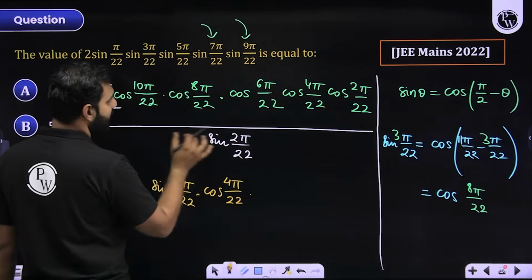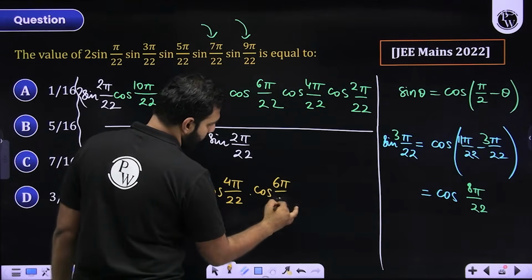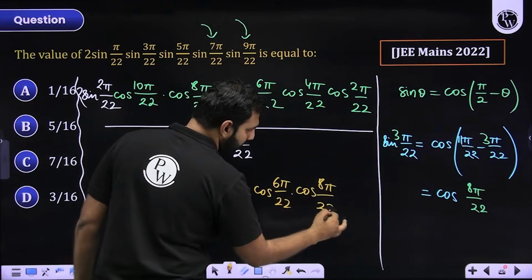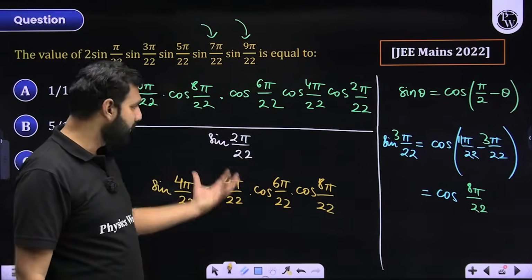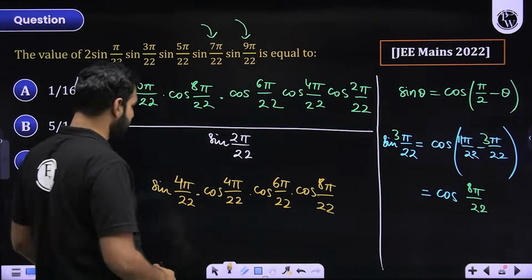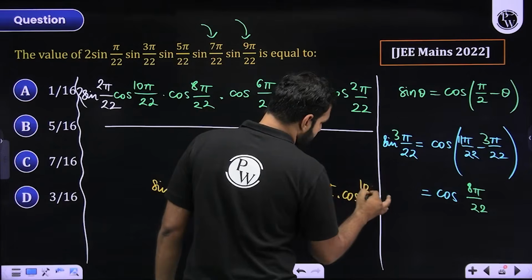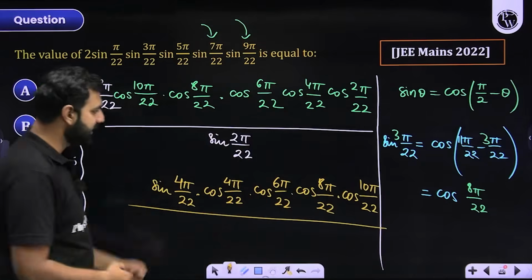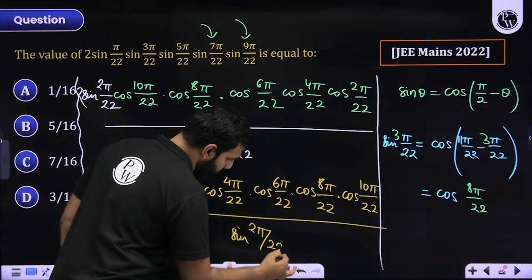Along with this, we have cos 6 pi by 22 and cos 8 pi by 22. I'll not be writing these again, but to not make you confused, I'm doing it very clearly. And of course, the next term is cos 10 pi by 22, so it is cos 10 pi by 22 whole divided by sine 2 pi by 22.